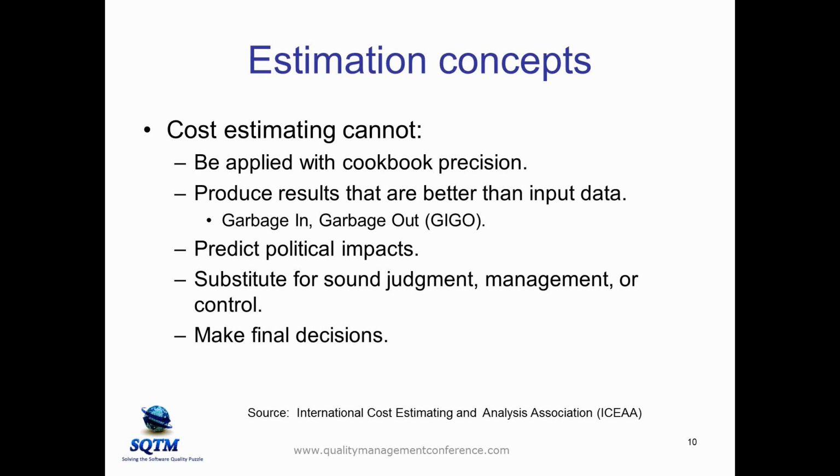We can't predict things like political impacts, so we can't say, for example, what would happen if the project's canceled, or what would happen if the project sponsor leaves. Those are types of things that we can't really estimate for. And we can't substitute for sound judgment, for good management, or for control. One of the things that I like to say is that a good, accurate estimate tells what can happen. It does not tell what will happen. You can take the best estimate in the world, and you can get in there and screw the project up, and the estimate is going to be completely wrong. In fact, maybe the project is canceled because it was completely poorly managed.